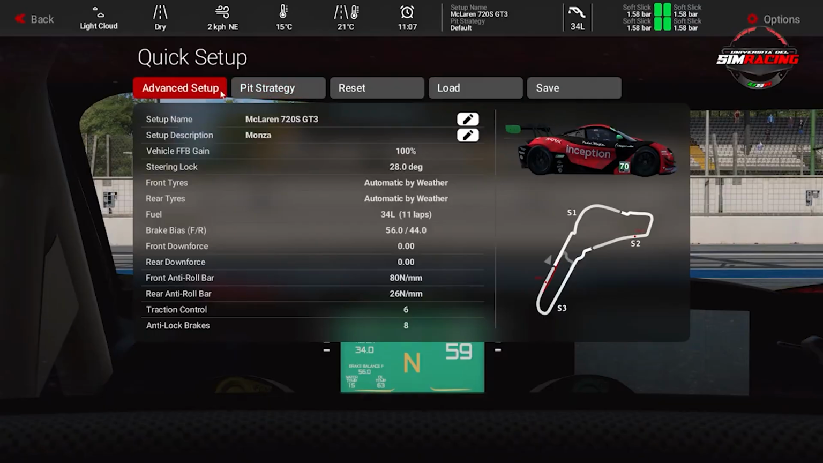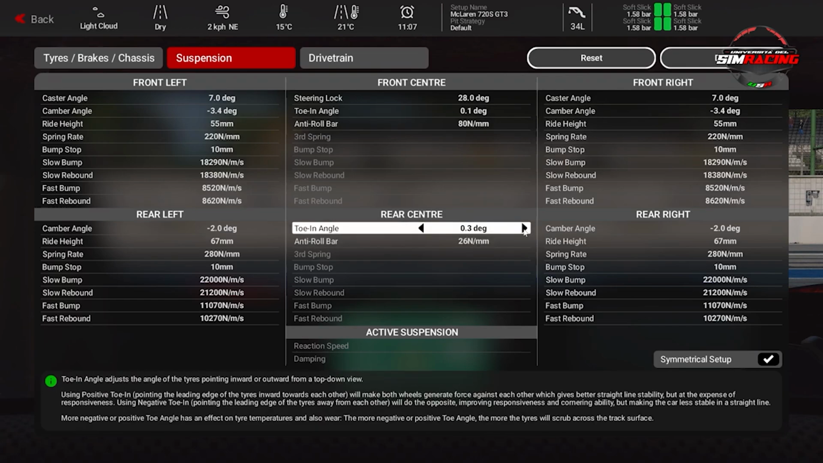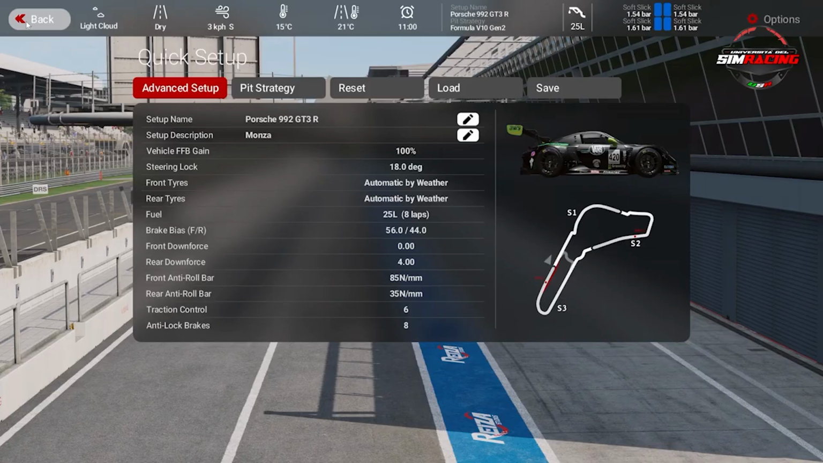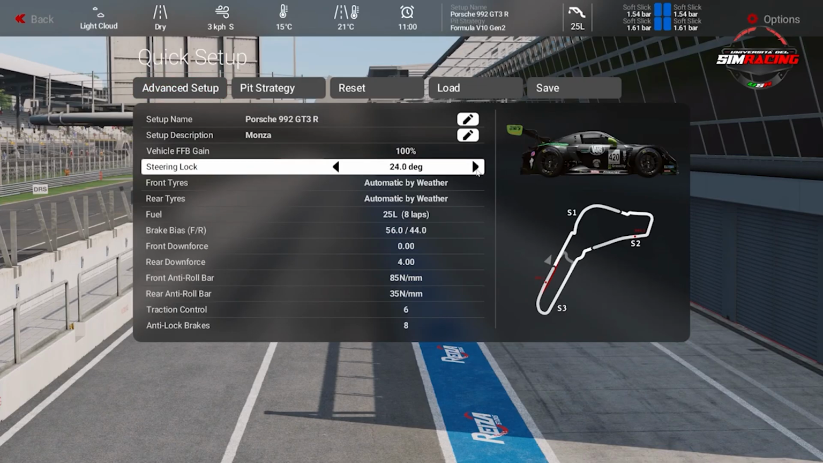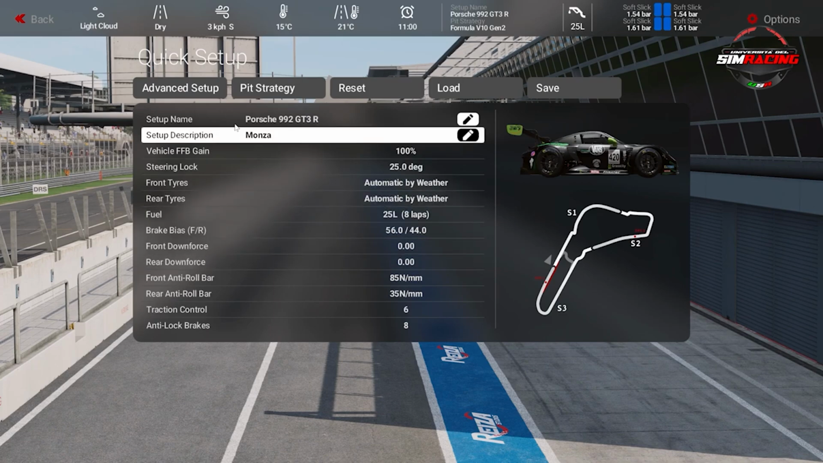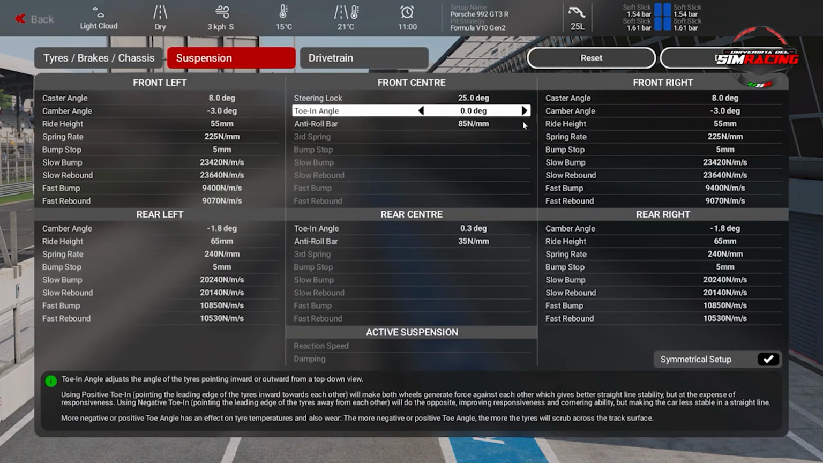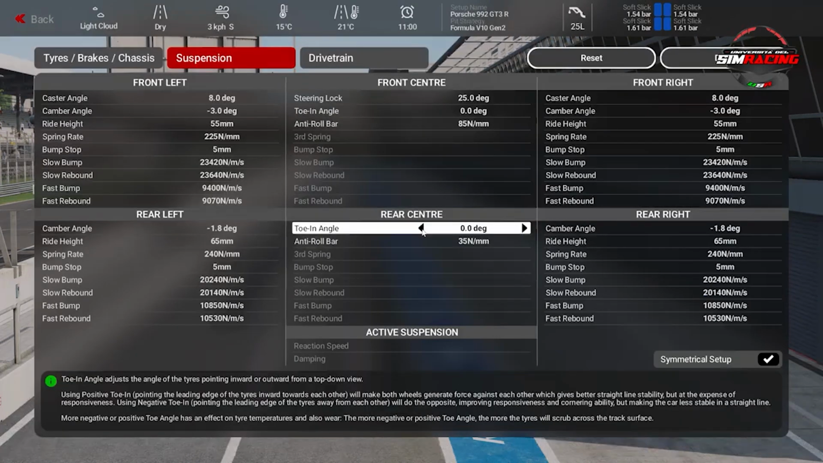For the Automobilista 2 test, we stayed at Monza, but since the McLaren 720S GT3 Evo has a limited toe adjustment range, 0.1 degrees at the front and 0.9 degrees at the rear, we opted for the Porsche 992 GT3 R, which allows for toe values up to plus 1.5 degrees on both axles. Once again, the test was performed with neutral toe, 0 degrees, first, then with maximum toe, plus 1.5 degrees, while completely reducing rear wing angle.